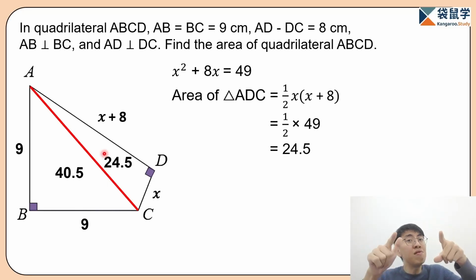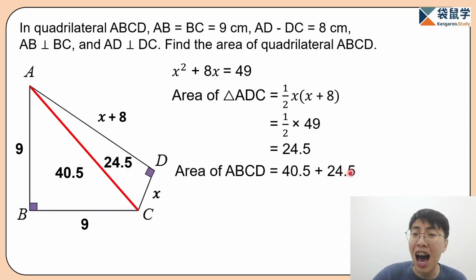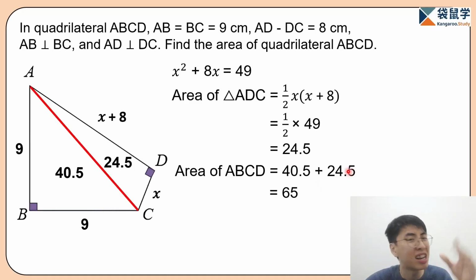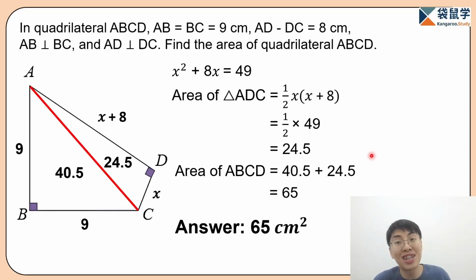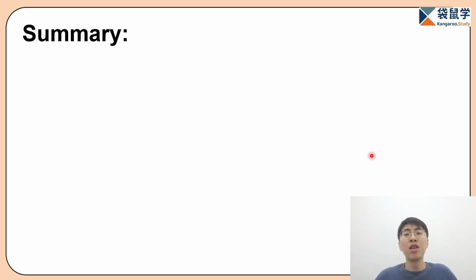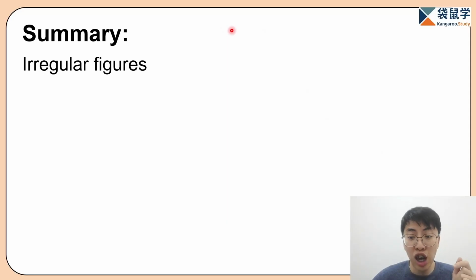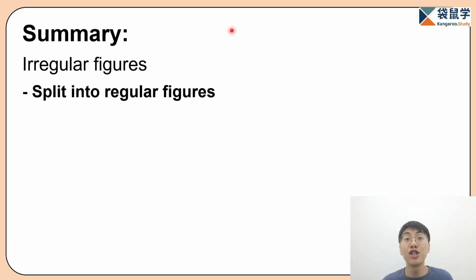Can I find the area of the entire figure now? Of course we can. So we just need to add both of them up and I get my answer as 65. So we have successfully solved the question and found the area to be 65 cm squared. So now, what did we learn from this question today? It's very simple. If I first see an irregular shape, now what do we do with it? We cut it up into figures that we are familiar with or regular shapes.